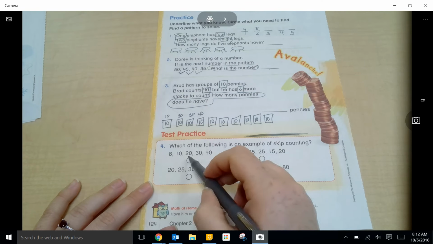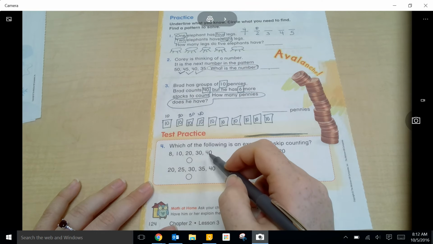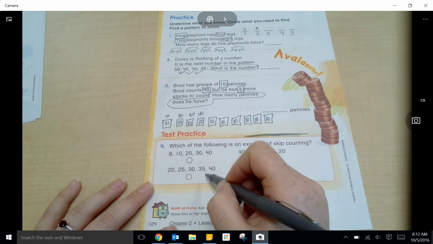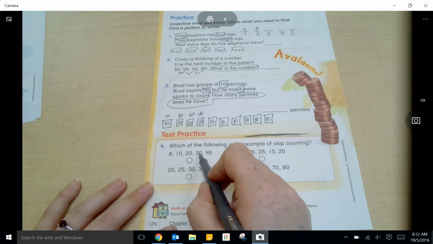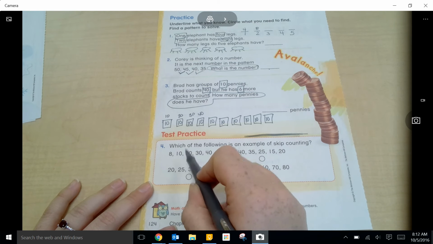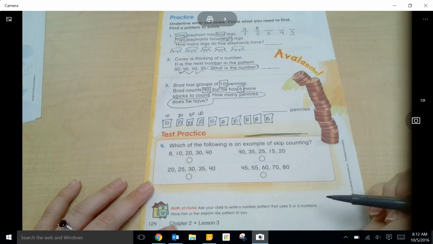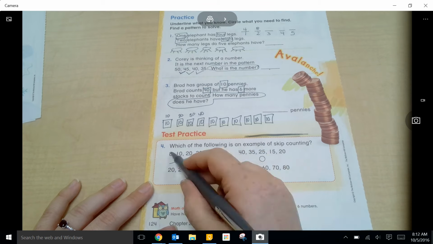Which of the following is an example of skip counting? 8, 10, 20, 30, 40. Well, skip counting means the same pattern every time between each number. It's the same pattern here. It's the same pattern here. It's the same pattern here. It's not the same pattern from here to here. So we know this is not the right answer.